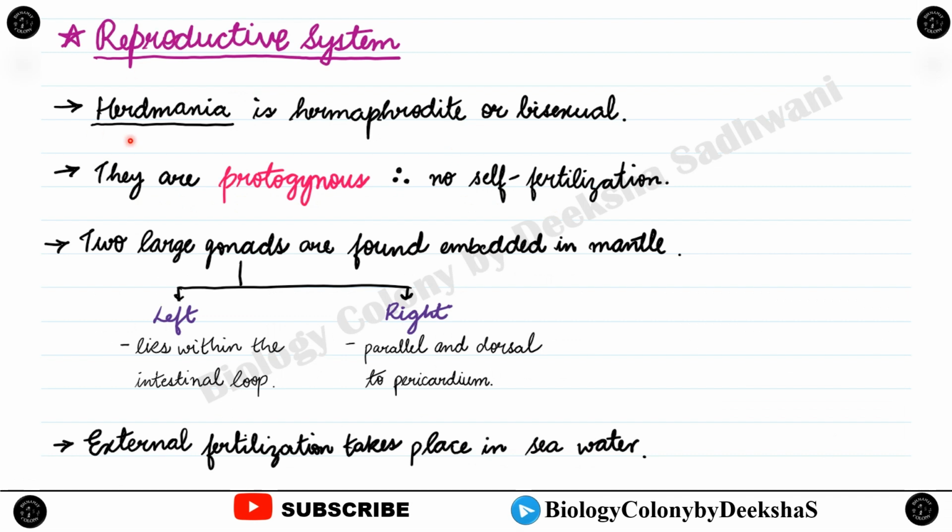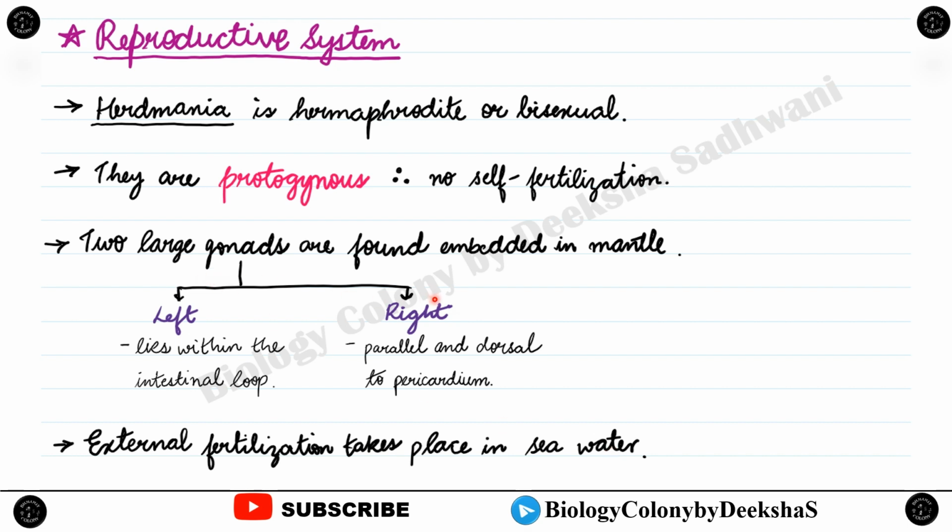So Herdmania is a hermaphrodite or bisexual organism, that is, both male and female gametes are produced by a single organism, and they are protogynous, which means that the egg or ovum is released before the sperms. Therefore, there is no self-fertilization taking place. Only external fertilization takes place, that is, in seawater.